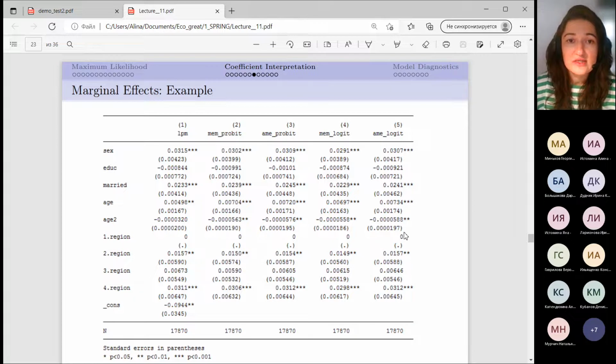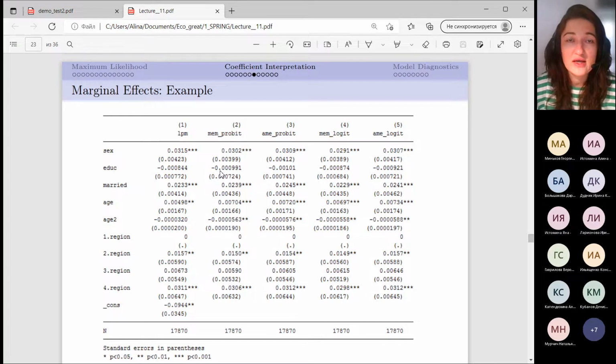So this is how you can present and interpret the coefficients and the marginal effects after the logit and probit models. Of course, this is just an example. You don't need to use both in the same research. At least in your research projects, you don't need to apply probit and logit to answer the same research question. Please choose only probit or only logit.